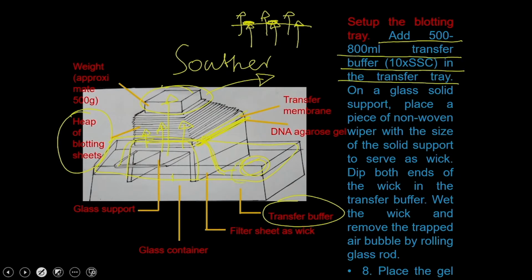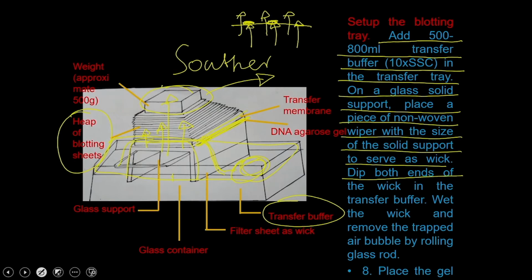So here you add 500 to 800 ml of transfer buffer to a tray on a glass solid support, and place a piece of non-woven wiper the size of the solid support to serve as a wick. Dip both ends of the wick in the transfer buffer, so that it will start sucking the liquid.